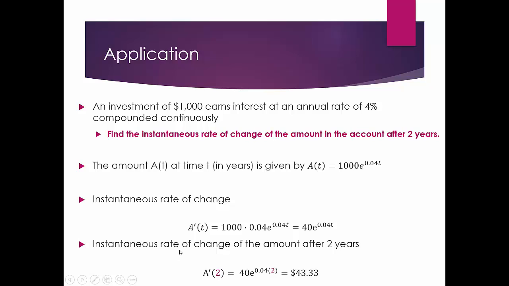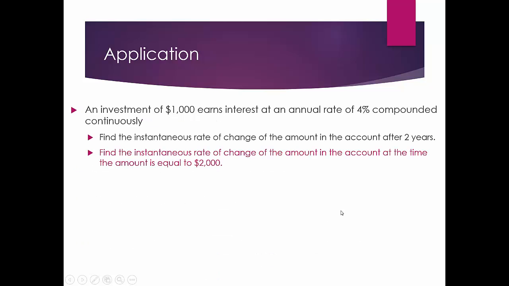So for the instantaneous rate of change of the amount after 2 years, I found the derivative and I simply plug in 2. So this tells me after 2 years, the rate, because remember, derivative is the rate that this is changing. Find the instantaneous rate of change of the amount in the account at the time the amount is equal to 2,000.